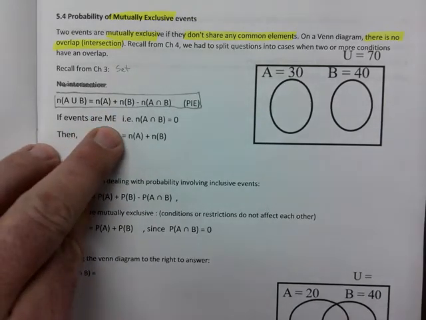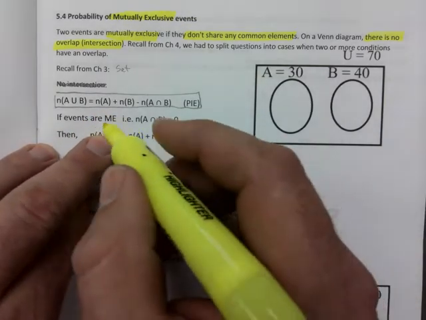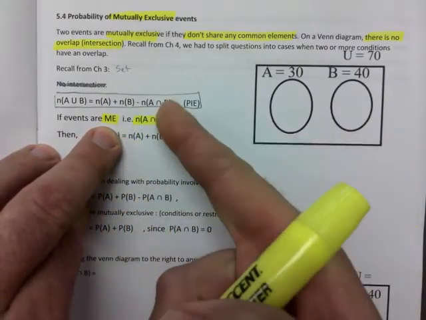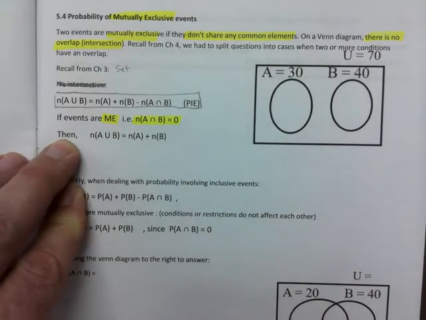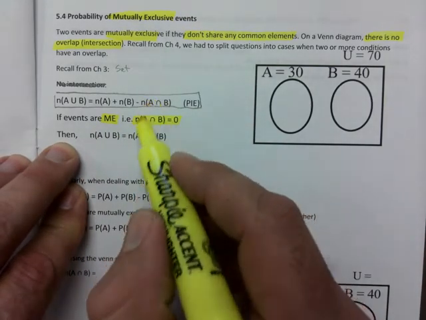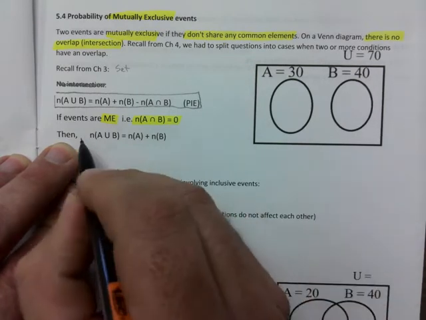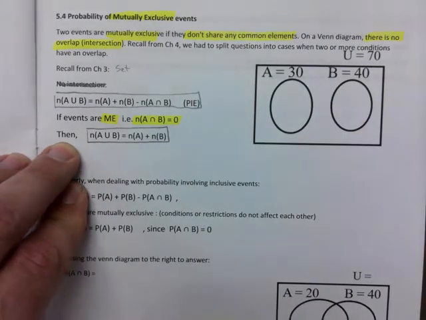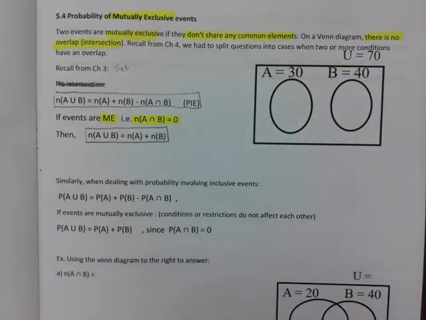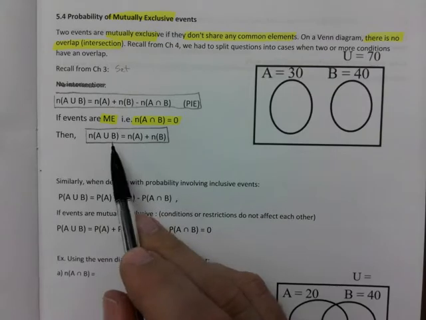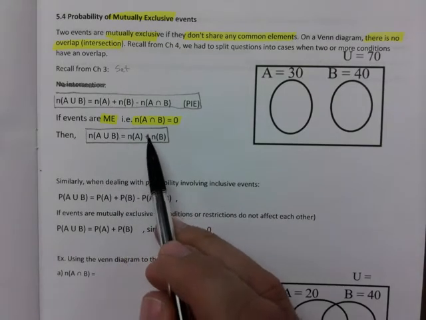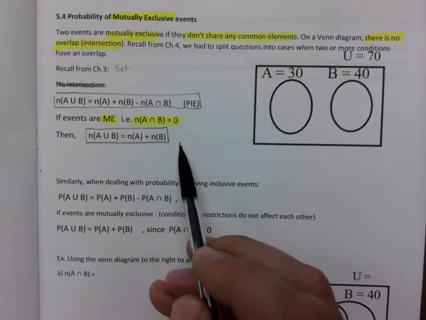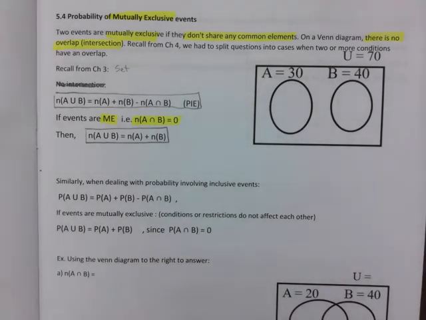If the events are mutually exclusive, then that intersection is null. There's nothing in there. So this really translates to just this. Why is it important to make that distinction? Well, if there is no intersection, then we don't need to worry about that third part of the equation. We can just go ahead and add things up.